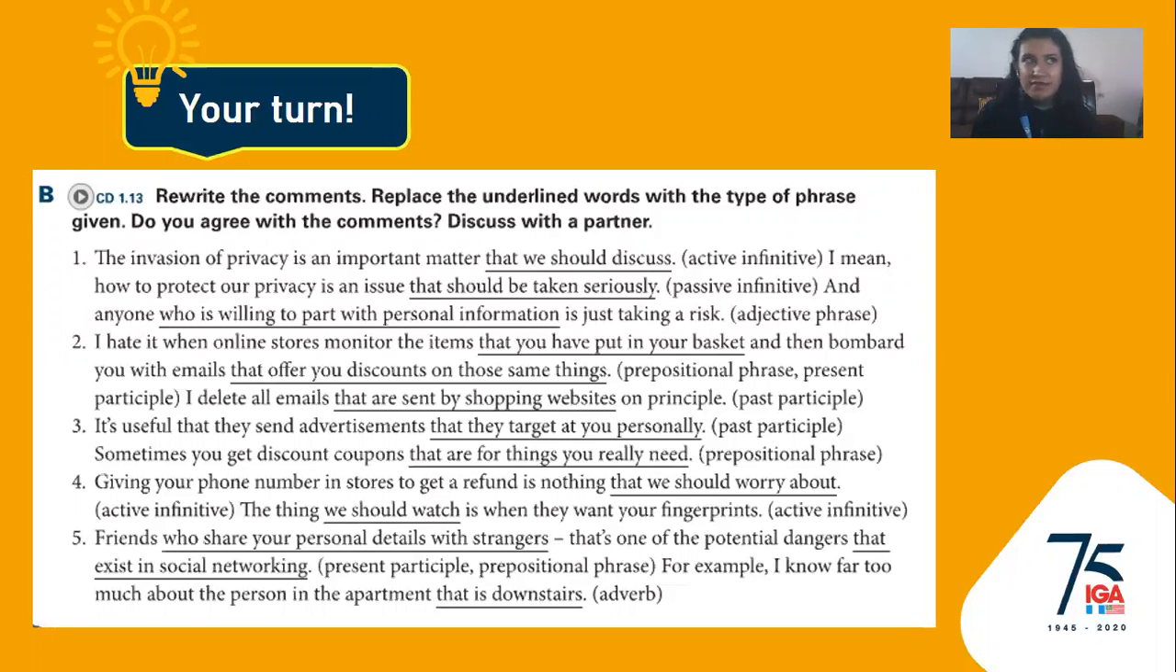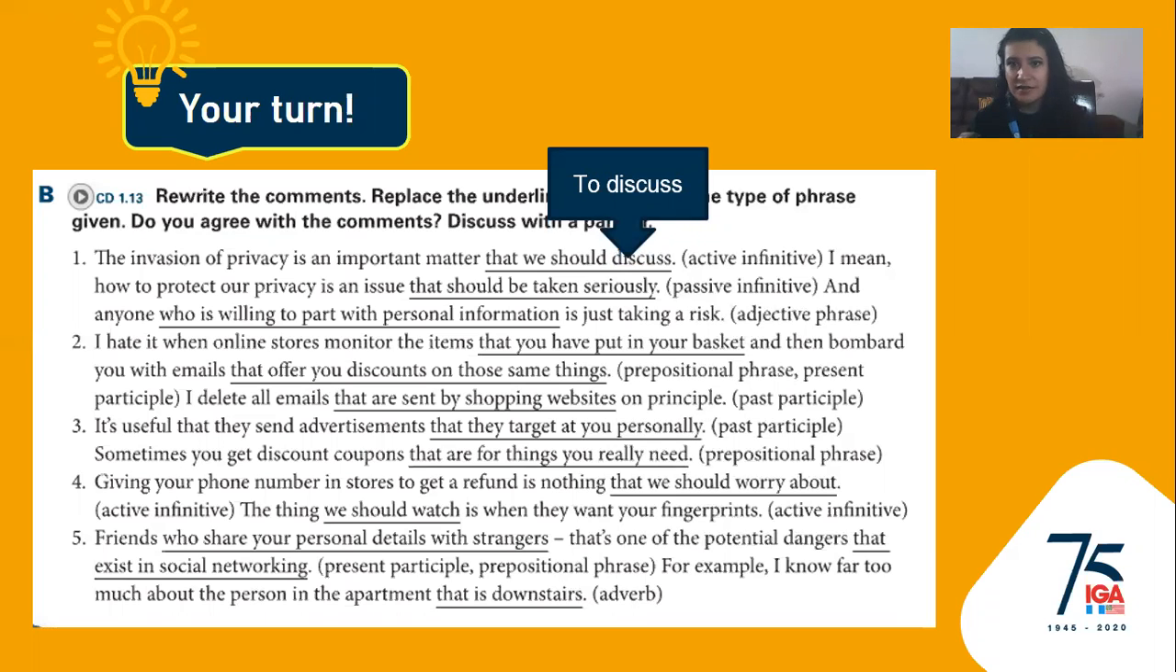Okay, now that I assume you have taken 4 or 5 minutes, we're going to check our answers, okay? Our exercise was pretty easy because they were telling us what we had to do. In the first one, we have "should discuss," and they were asking us for an active infinitive. So for this one, we were supposed to change it to "to discuss." Remember, our infinitive: to plus the verb.